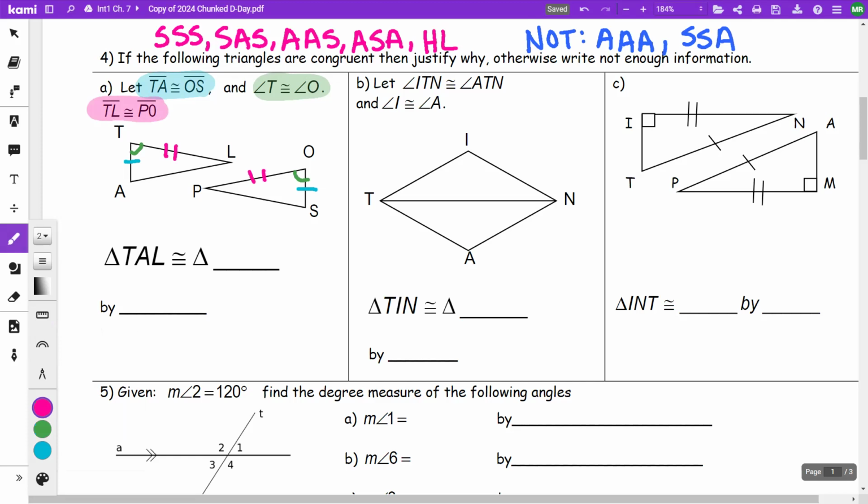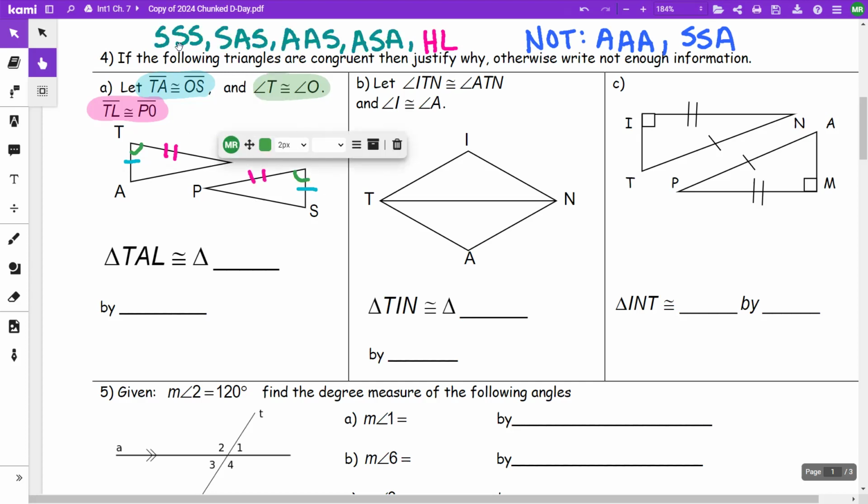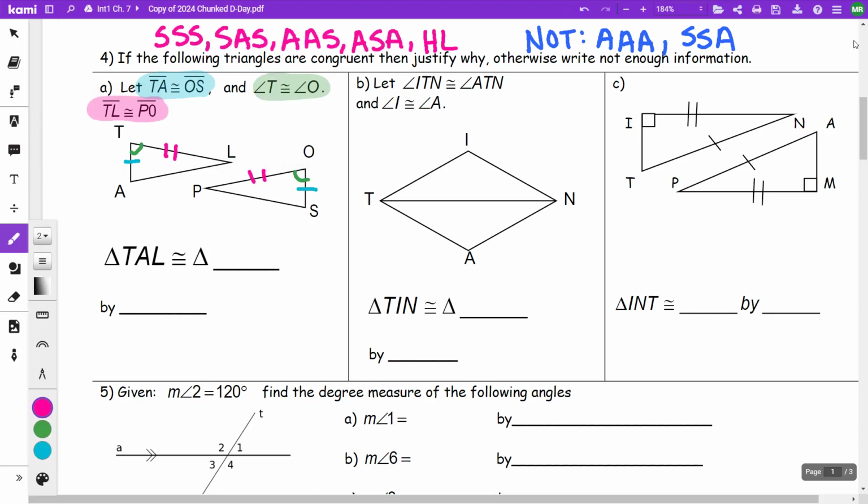And when I do that, what I end up getting here is side, angle, side. Over here also side, angle, side. So that is going to be my reason that they're congruent. It's congruent by my blue side, my green angle, and my pink side that I had there.